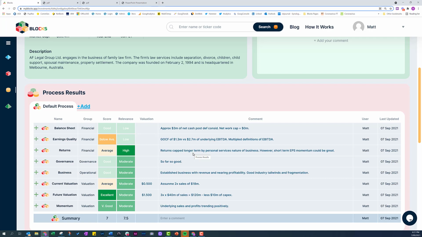As always, I don't make any recommendations here. This is just an initial rating under my system. It doesn't mean I'm going to buy or sell the stock. I currently hold no position. It's really just a demonstration of how I use the software to evaluate companies.